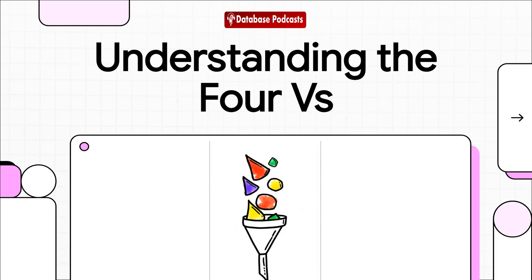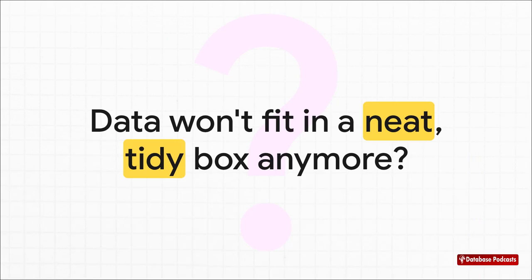Today we're going to tackle a really core concept in modern data engineering, and that is the 4 Vs. All right, let's just jump right in. If you're anything like me and you come from a world of structured relational databases, all this big data stuff can feel, well, pretty chaotic, right? So where do you even begin to make sense of it all?